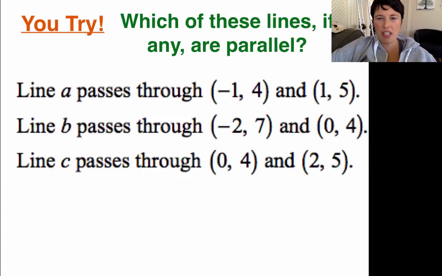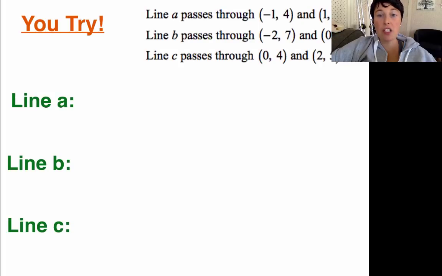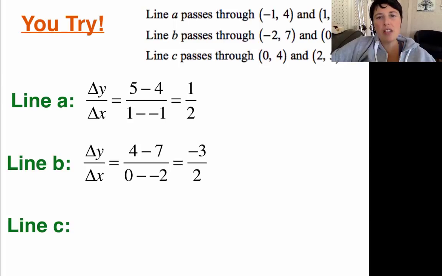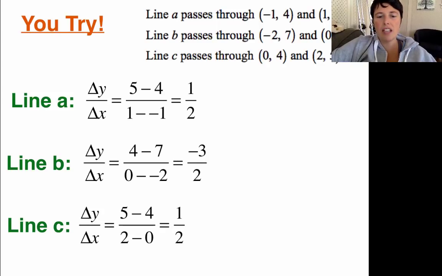Okay, guys, we're going to check your answer. Let's see if you have this down. So we're going to check each line. For line A, delta y over delta x is going to look like this. You have a slope of 1/2. Hopefully that's what you got. For line B, your delta y delta x is going to look like this, and you have a slope of negative 3/2. And for line C, your delta y delta x gives you a slope of 1/2.